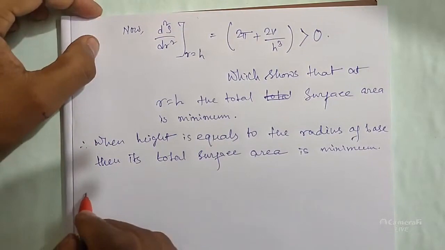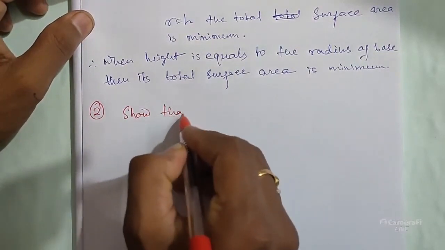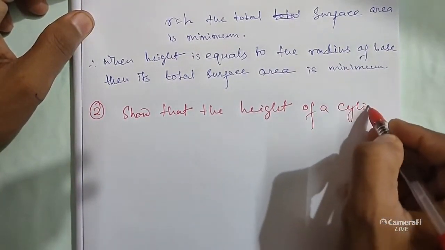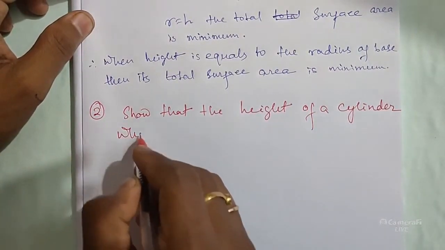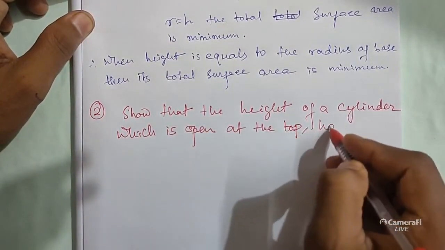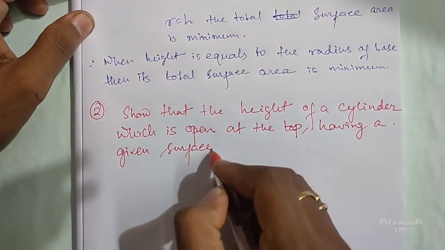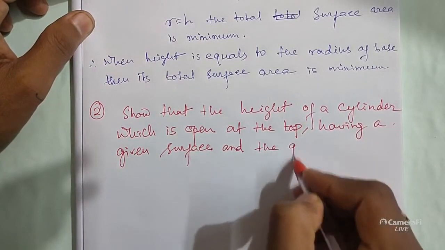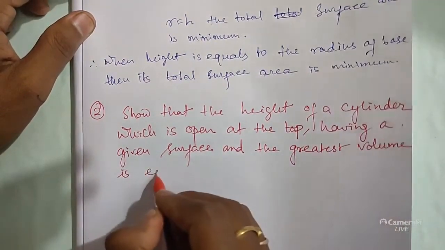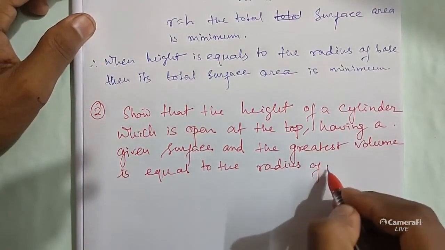Next, question number 2. It is also a very important question. So that the height of a cylinder which is open at the top having a given surface and the greatest volume is equal to the radius of its base.